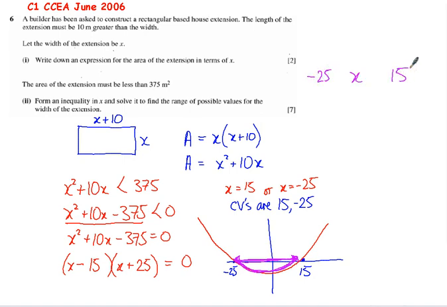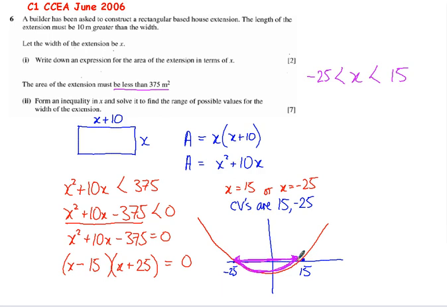Now be careful. We were told that it must be less than 375. It's not less than or equal, it's strictly less than. And so our inequalities will be strictly less than as well. Won't have an equals part to it.